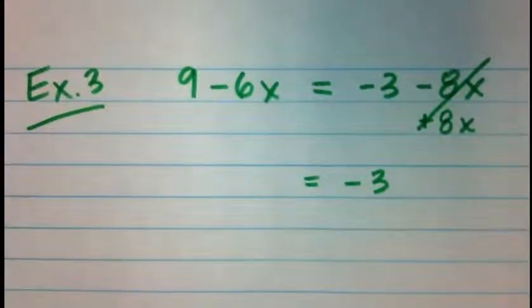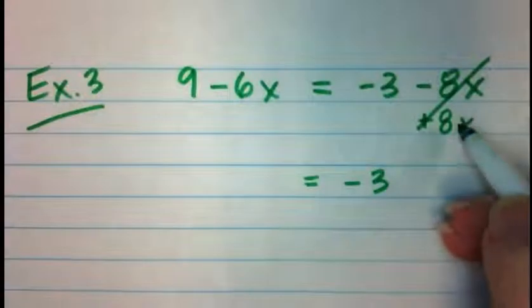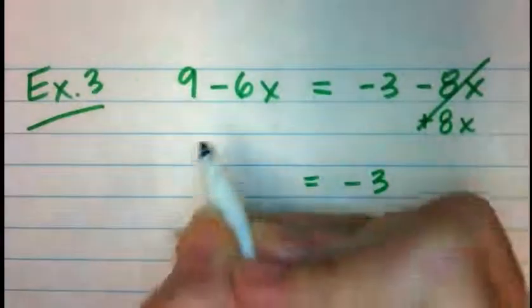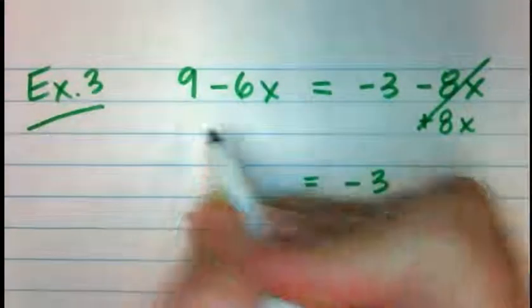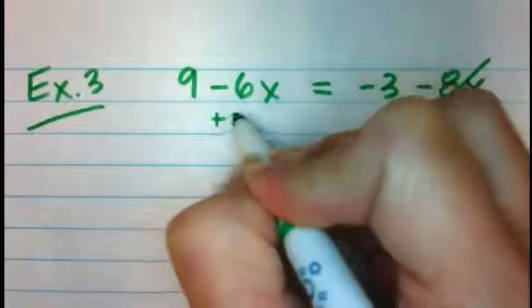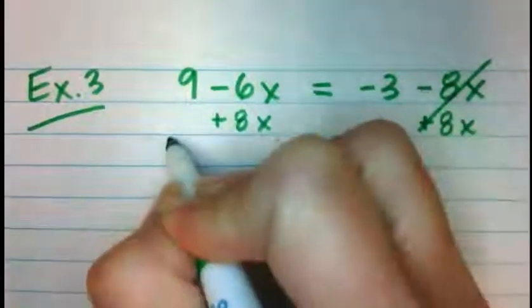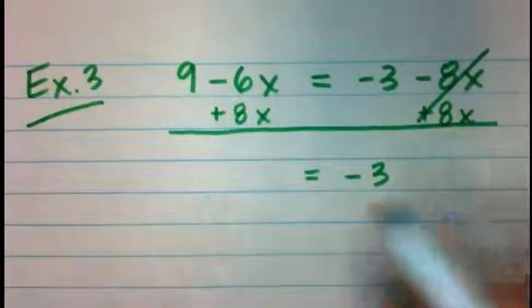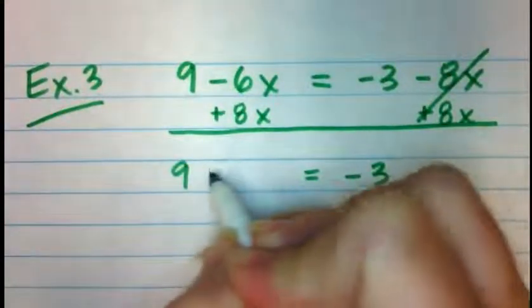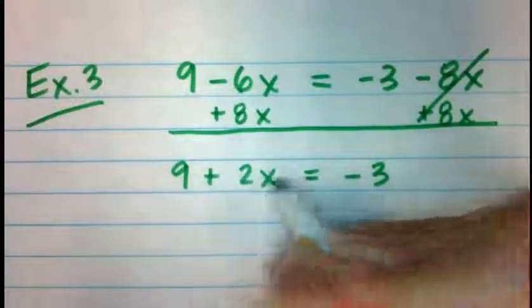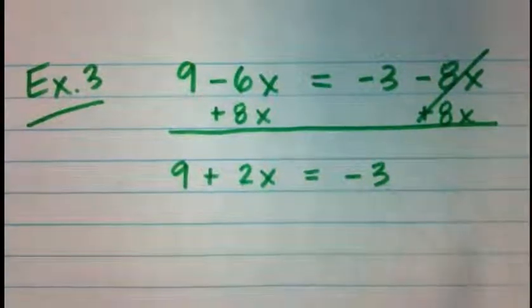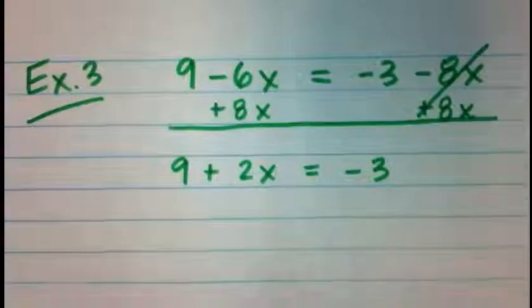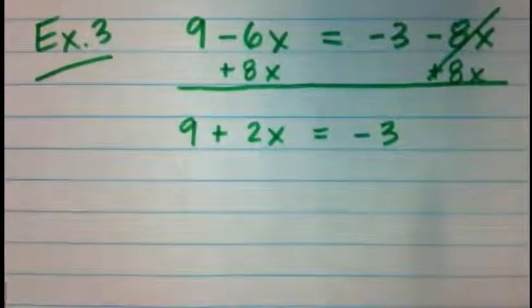But again, whatever you do to one side, you have to do the other side. So since I added 8x over here, I have to add 8x over here. And since it's like terms with the 6x, I'm going to put it right there. So now when I combine this together, I get 9 plus 2x equals negative 3. All right, so there we are back at a two-step equation.